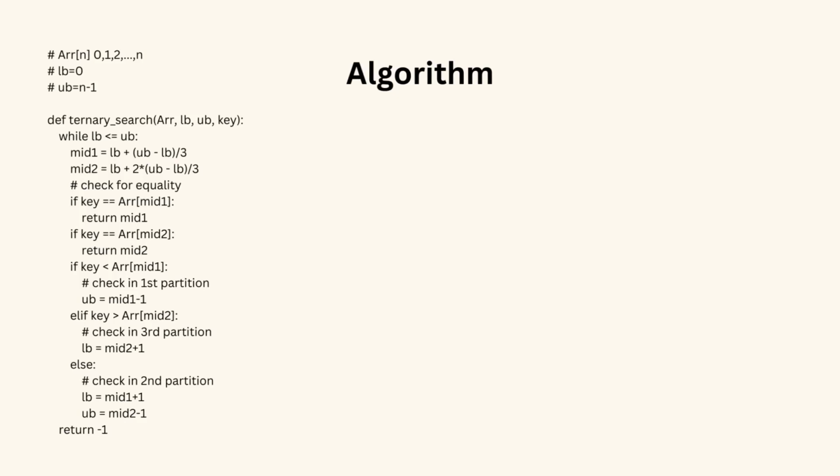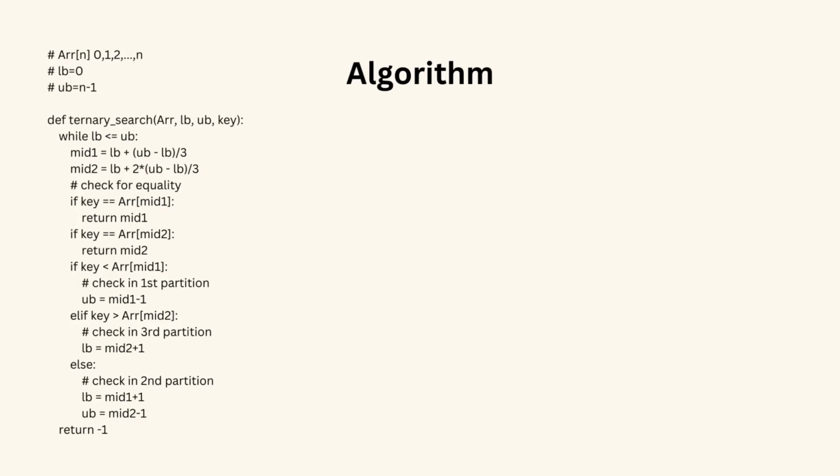Here is the code of ternary search in Python 3 language. It takes an array ARR, a key, a lower bound and an upper bound. While LB is less than or equal to UB, run the while loop. In the while loop, calculate mid1 and mid2.